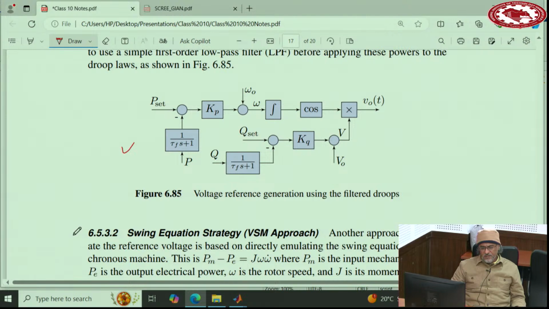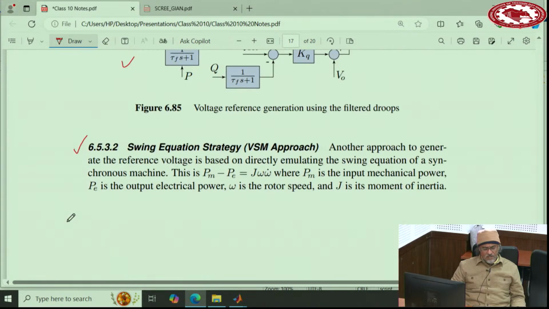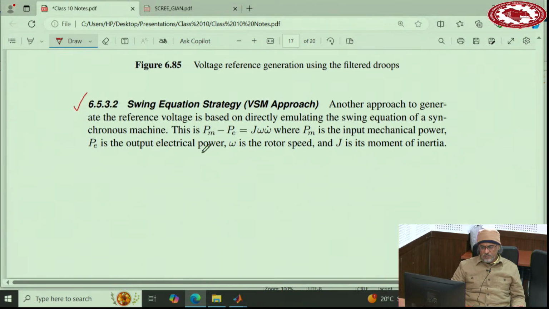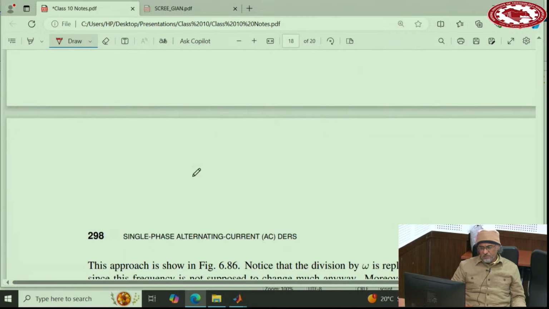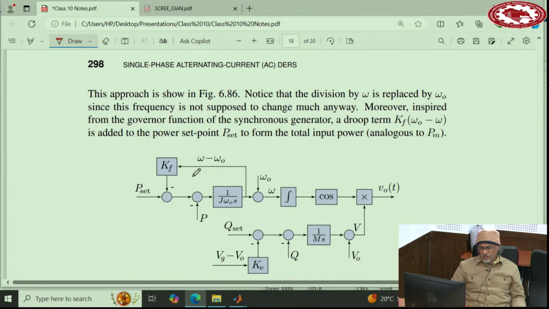Now let's look at this approach, which is like mimicking the synchronous machine. The main equation that the synchronous machine has is called the swing equation. The swing equation is this one: mechanical power minus electrical power is the inertia power, or the inverse of inertia power. So if you want to show it in a diagram, that is this one.